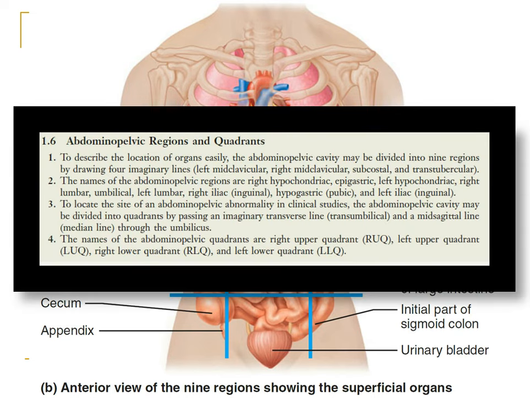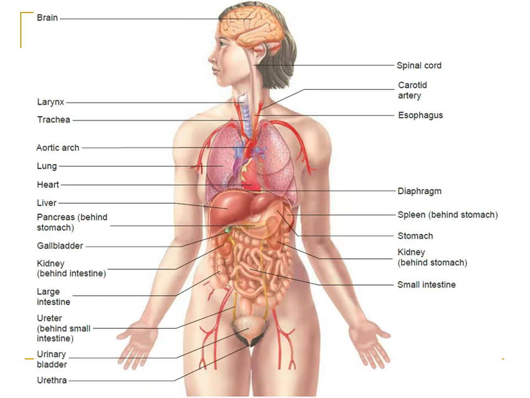And this is the textual view of the same thing that I have explained right now. You can pause, go through it, and recapitulate the information that I spoke. And this is how the position of the viscera takes place. We saw the brain and the spinal cord present in the cranial cavity and the vertebral cavity respectively, the lungs present in the pleural cavity, and the heart present in the pericardial cavity.